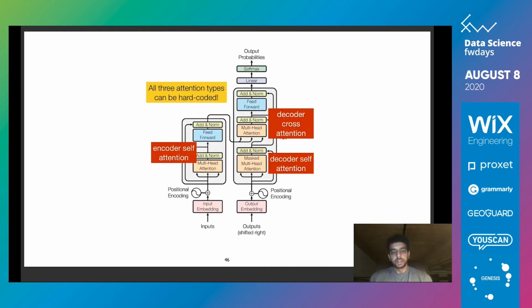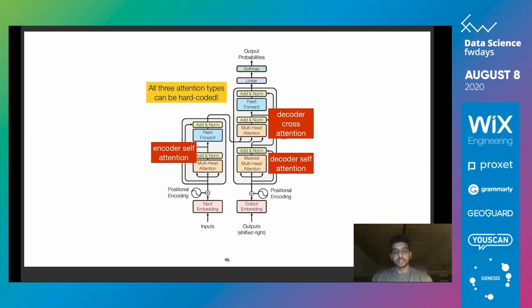And if you look at the internals of the transformer, there are 3 places in which you can replace the learned quadratic self-attention with this hard-coded, much faster attention mechanism. So there's an encoder, a decoder, and a cross-attention between the decoder and the encoder. This is for a sequence-to-sequence modeling framework, and we're going to look at this in the context of machine translation.